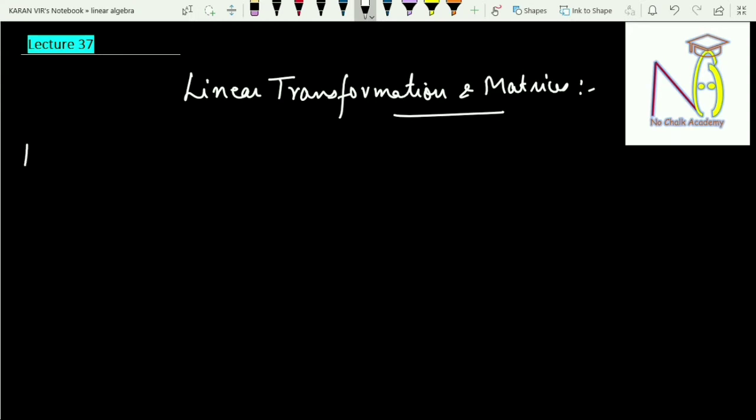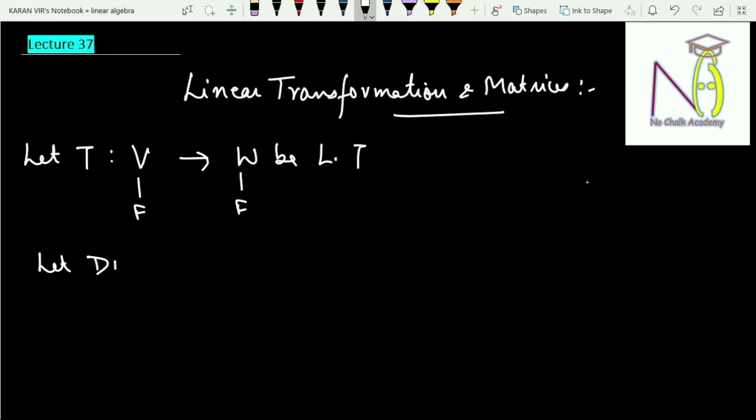For this, let T be a linear transformation which is defined from V to W, right? So this is a linear transformation, and let us consider a field F, over the field F. And let me take the dimension of V to be n and the dimension of W to be m.